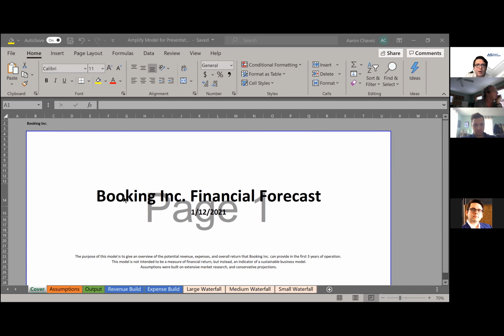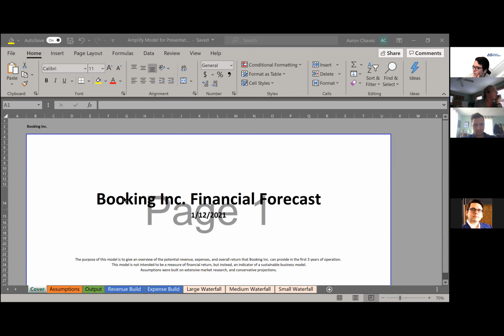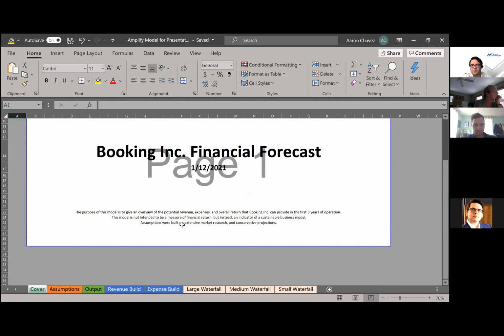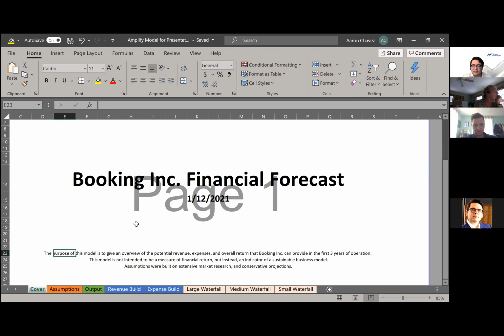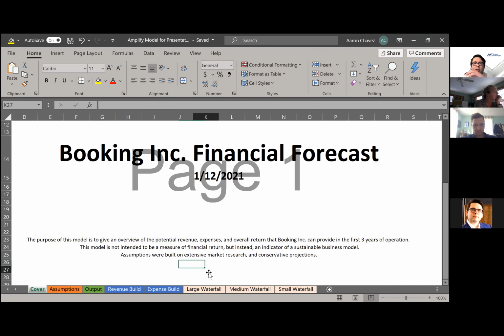So this model is what I've called Booking Inc. And the reason that I've called it Booking Inc. is because the primary revenue stream is bookings, right? And it's bookings for long-term storage of vehicles, right? So what I've done is I basically dumbed it down, and you'll see this first line. I'm going to read it to you because I do think it's important and it sets the stage. The purpose of this model is to give an overview of potential revenue, expenses, and overall return. So revenue, expenses, and return that Booking Inc. can provide in the first 3 years of operation.